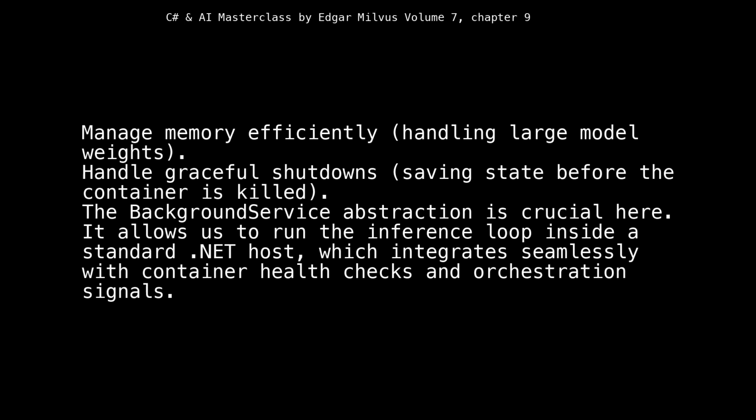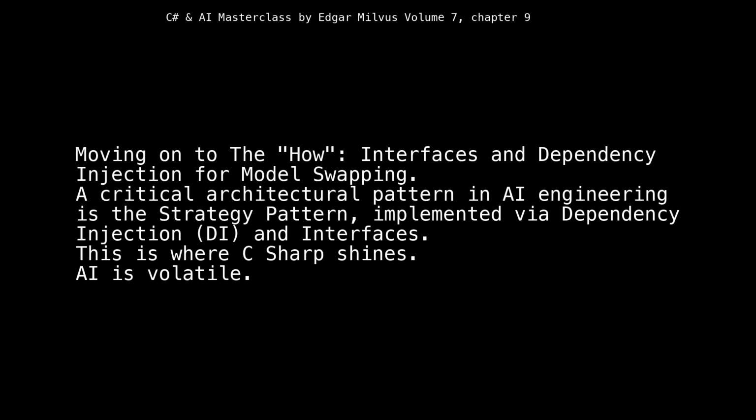Manage memory efficiently, handling large model weights. Handle graceful shutdowns, saving state before the container is killed. The BackgroundService abstraction is crucial here. It allows us to run the inference loop inside a standard .NET host, which integrates seamlessly with container health checks and orchestration signals. Moving on to the how: interfaces and dependency injection for model swapping.